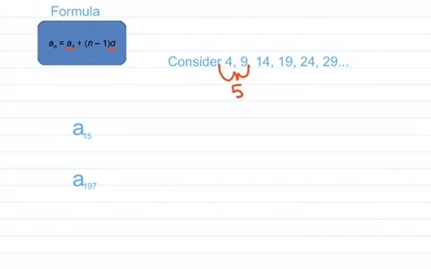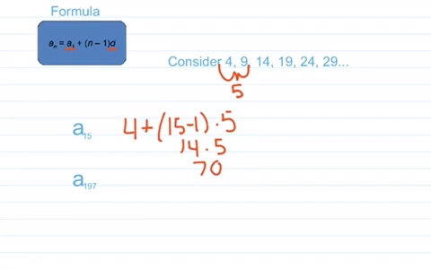Now we're going to find the 15th term. Your first term is 4 plus 15 minus 1. Now you multiply by the common difference of 5. 14 multiplied by 5 equals 70 plus 4. The 15th term would equal 74.